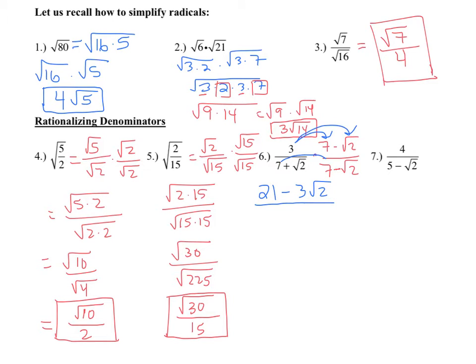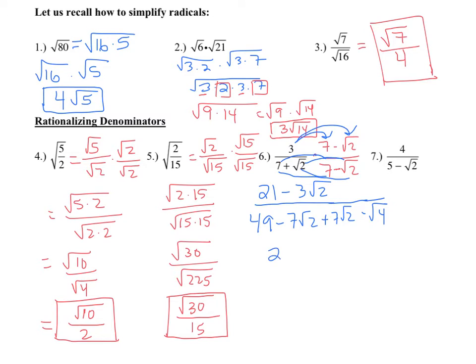So 7 times 7 gives me 49. 7 times negative square root of 2 is negative 7 square root of 2. Positive 7 times the square root of 2. And then negative square root of 2 times positive square root of 2 will give me negative square root of 4.